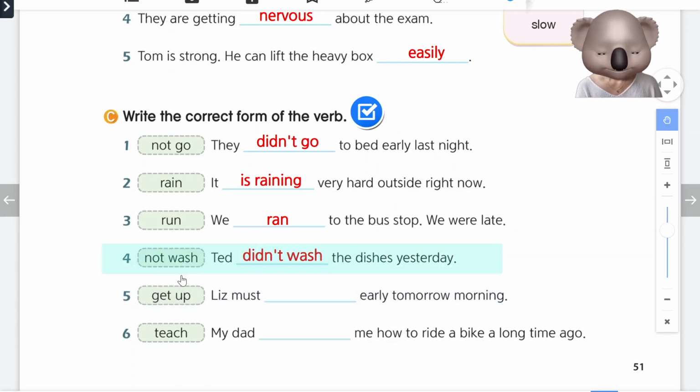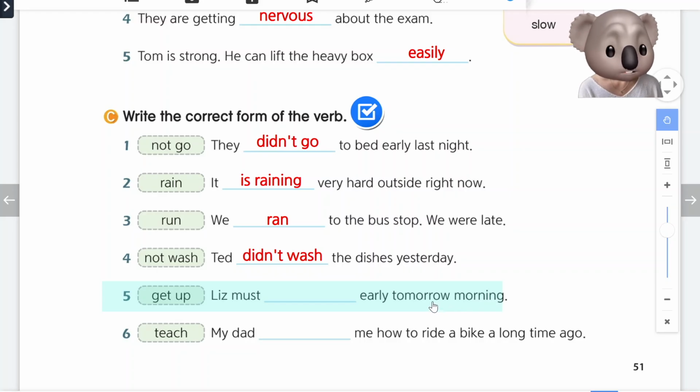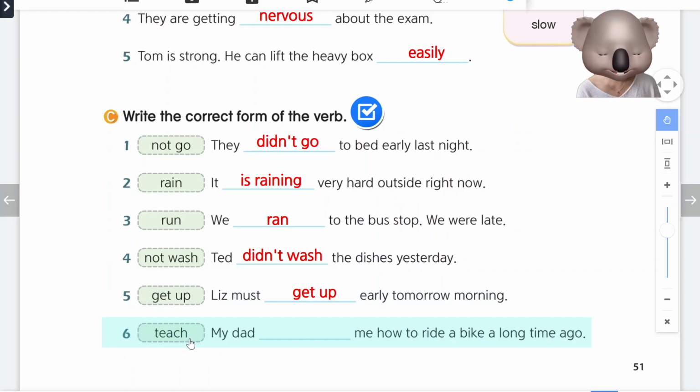Ted. Number 5, get up, 일어나다. Liz must early tomorrow morning. Okay. 미래형이지만 we have must. must 뒤에는 동사는 그대로 남기면 돼. Liz must get up early tomorrow morning. Number 6, teach. 가르치다. My dad me how to ride a bike a long time ago. 옛날에. 그러면 과거형이지? My dad teach가 아니라 taught. Good. Taught me how to ride a bike a long time ago.